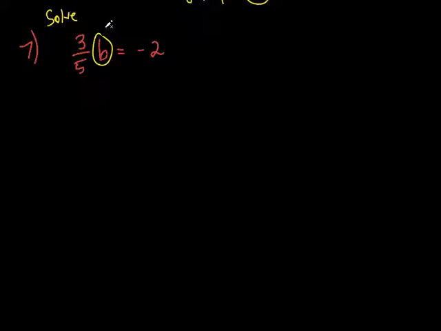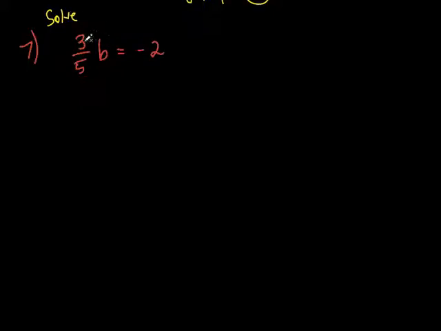So here's the situation. You've got 3/5 b equals negative 2. So this time you're going to solve. It says solve each equation. Okay, there's only one variable here, so there's no doubt what you're supposed to solve for. You're supposed to solve for b. That's what you're trying to get by itself.